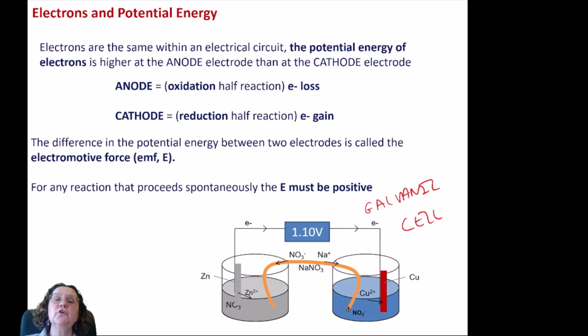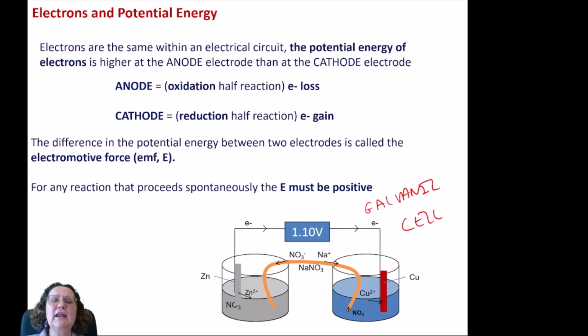The anode is where the oxidation happens, so where the loss of electrons happens, and the cathode is where the reduction happens, where the electrons are gained. And there is a difference in the potential energy between those two electrodes. Like in the case of water flow, the water falling from the waterfall down into the stream, in this case the electron is flowing from the section of the reaction, the anode, where the electrons are lost, to the part of the cell where the electrons are gained. And there is that difference in potential energy between those two electrodes.